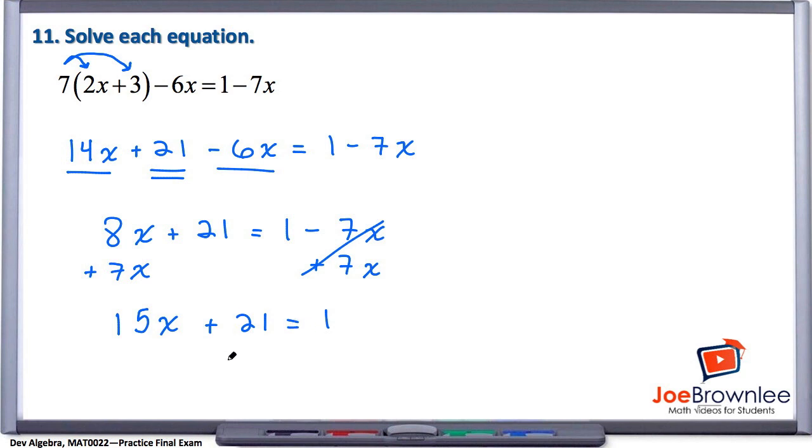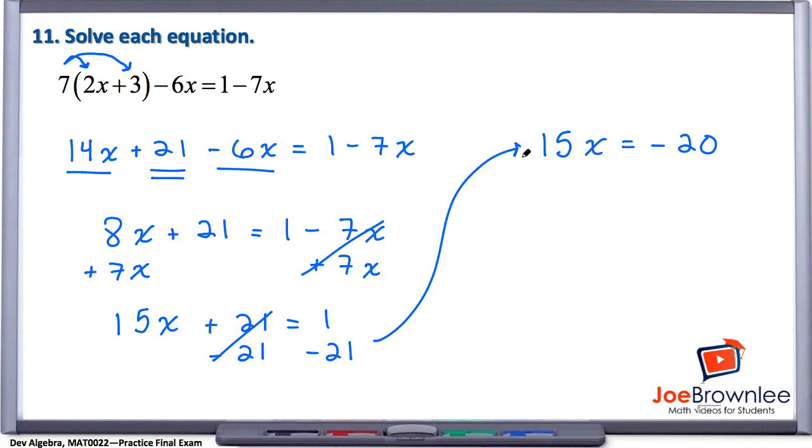Two more steps here. To get x all by itself, we have to move this 21 over first by subtracting it from both sides. I'm going to finish up here. So when we subtract 21 from both sides, the only thing left on the left-hand side is 15x equals positive 1 minus 21 gives us a negative 20. And our last step will be to divide both sides by 15 so that we can get x all by itself. So we end up with x equals negative 20 over 15.